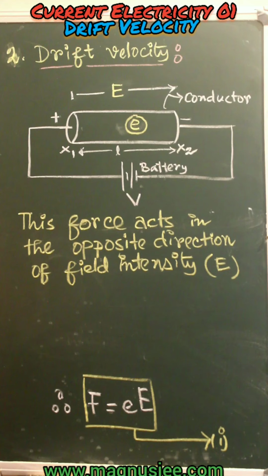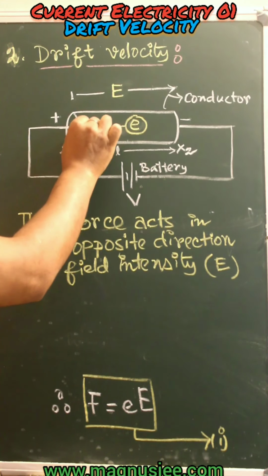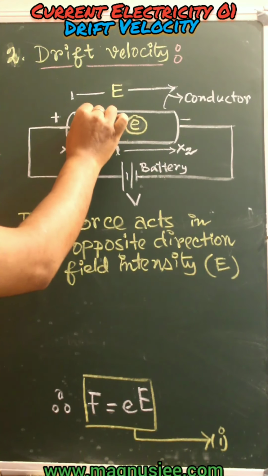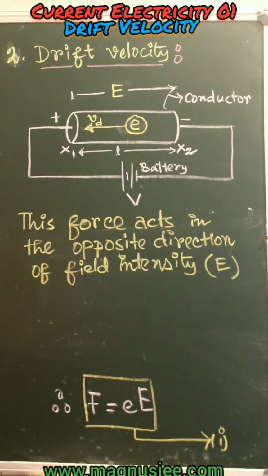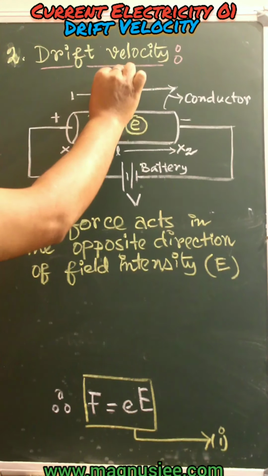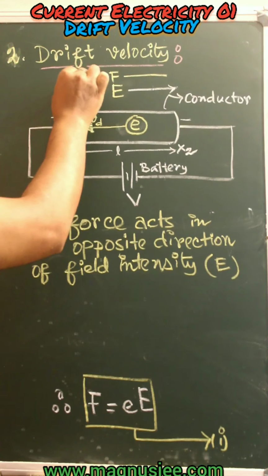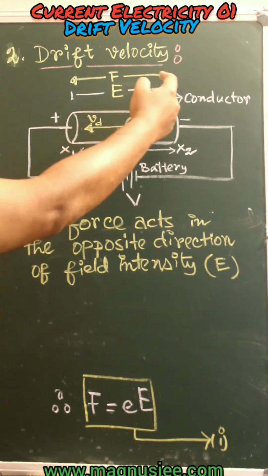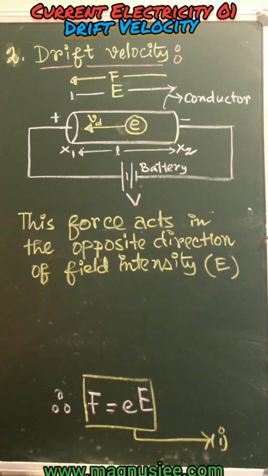So we can denote the direction of force in the diagram here. This is a free electron, and the free electron will be accelerated towards the positive end with drift velocity Vd. Field intensity E acts towards right, but force acts towards left, means force experienced by the electron will act towards the positive end. Force acts towards the positive end of the conductor. Field intensity acts towards the negative end.